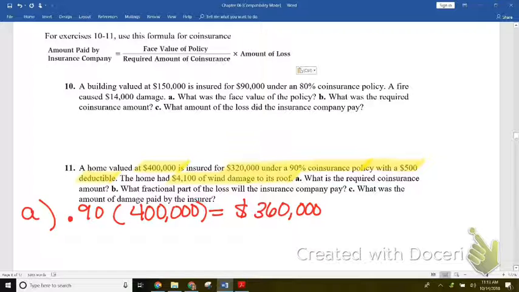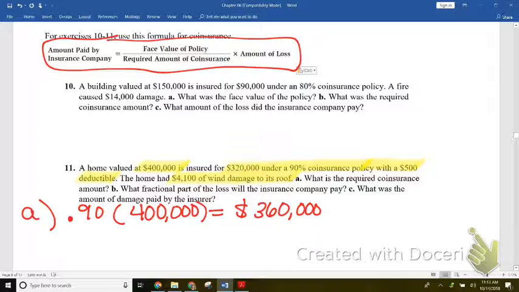Now, this family, for some reason, only chose to insure their home for $320,000. They might do that because they know that their premiums will be less, so the amount that they pay every month will be smaller, but it also means that they'll have to pay a larger amount when and if they have a claim. So what they have is a $500 deductible plus their co-insurance that they would have to pay for a claim. In this case, they have wind damage to their roof that is worth $4,100. So we're going to use this formula up here to figure out their co-insurance.